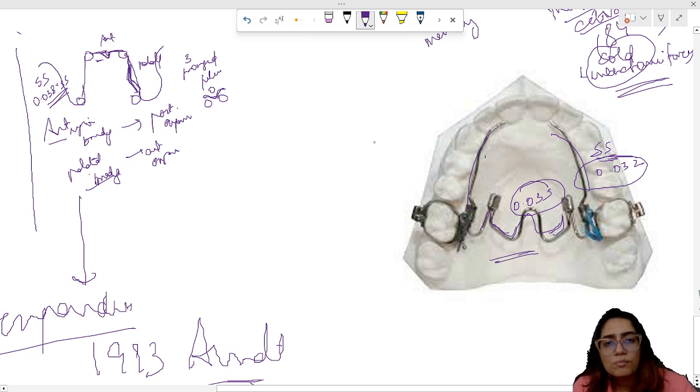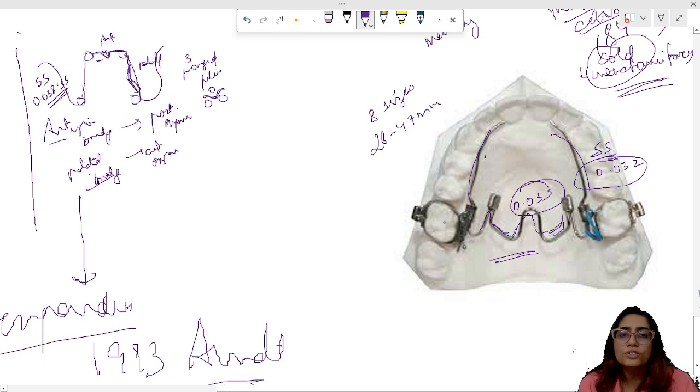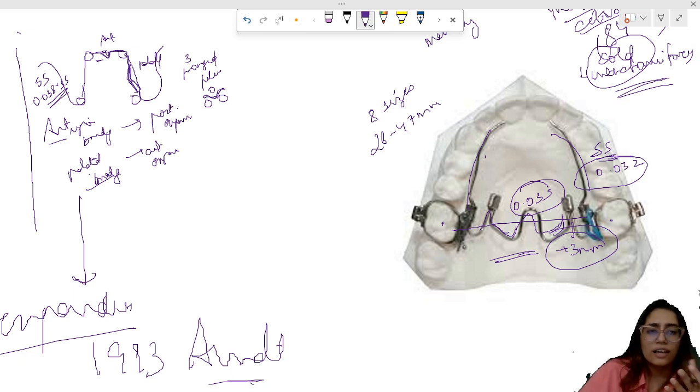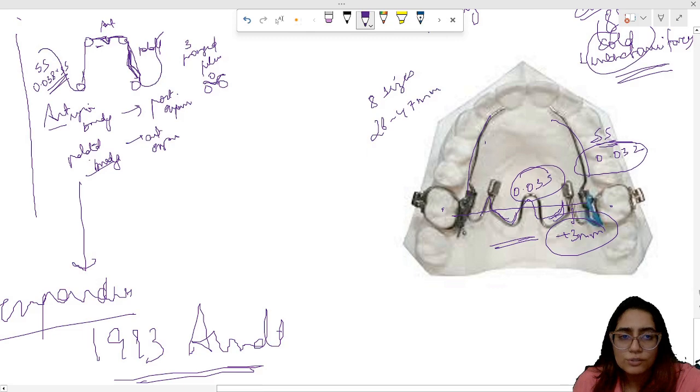right? So it comes in 8 sizes, 26 to 47 millimeters. And if you want to purchase it, what do you do? You measure the intermolar distance and then add 3 millimeters to it. That will be the size of the expander which you need to purchase, which can be inserted in the patient's mouth, and the patient will be compliant with this much activation. So this was about the appliances.